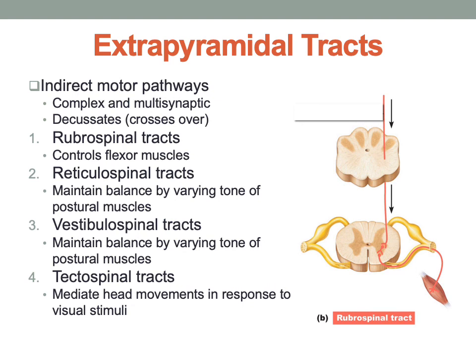Extrapyramidal tracts are indirect motor pathways, consisting of a complex multisynaptic system of axons that do decussate or cross over in the cord. The rubrospinal tracts control flexor muscles. Reticulospinal tracts and vestibulospinal tracts maintain balance by varying tone of postural muscles, and the tectospinal tracts mediate head movements in response to visual stimuli.